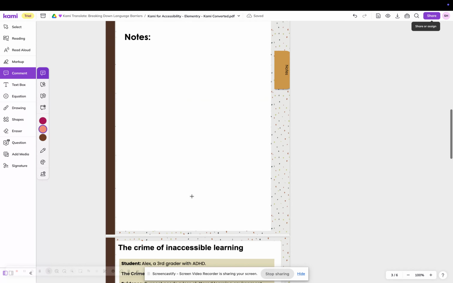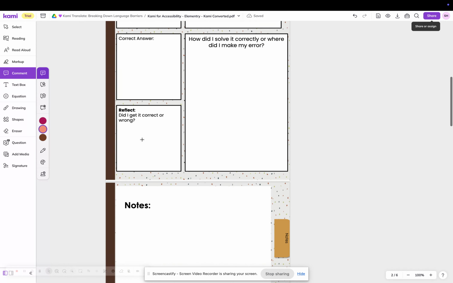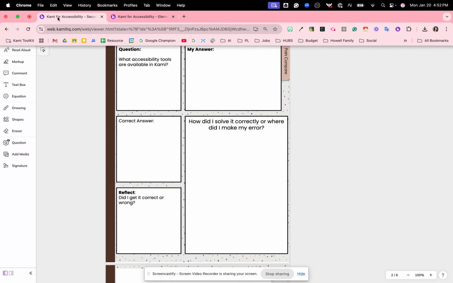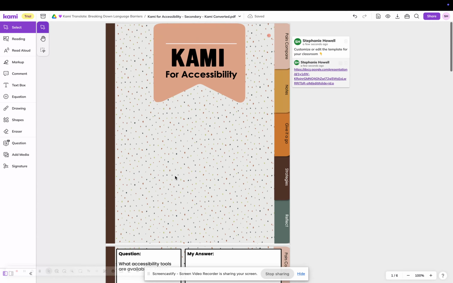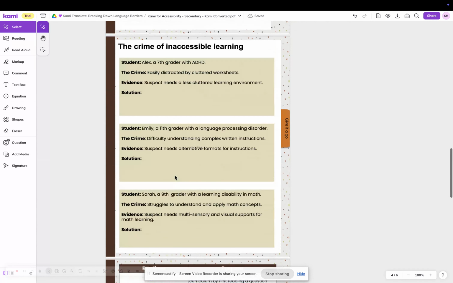Here is a page for notes. So as I'm demonstrating, they're going to be given time to take notes on the next page. So again, very similar for that secondary and same for that elementary.